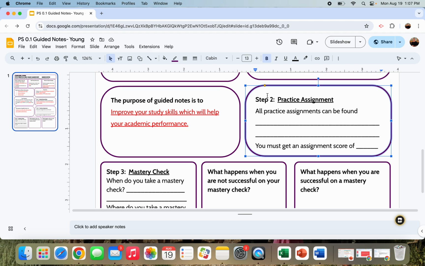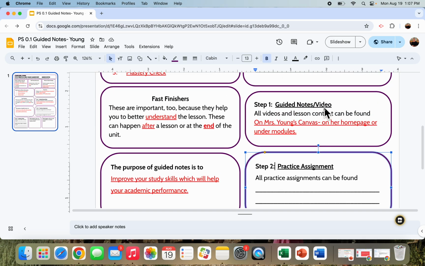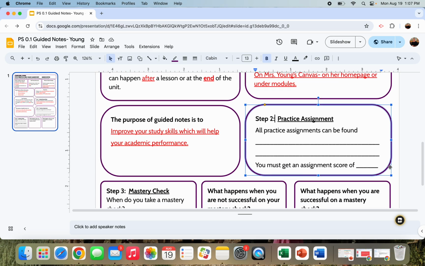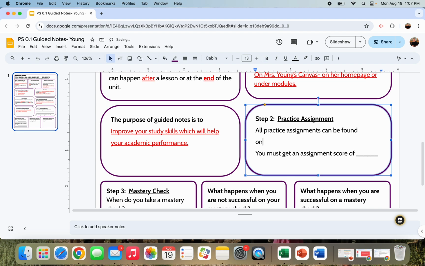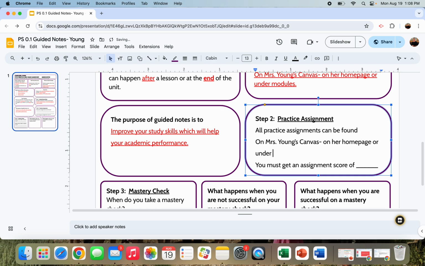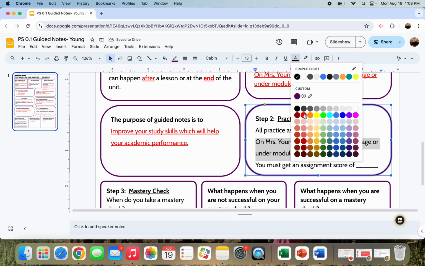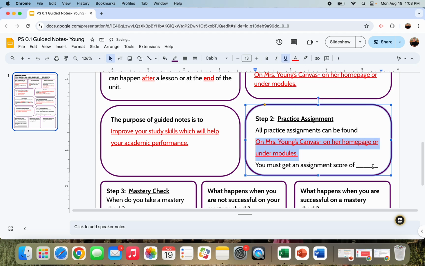Okay, moving on to step 2. So after you do your guided notes in the video, you begin your practice problems. And these can also be found on Canvas. I will sometimes print a paper for you to do as well, but they'll always be on Mrs. Young's Canvas, again on her homepage or under modules, just like everything. Everything can be found on Canvas. If you are ever absent, please go on Canvas and see what you missed, and you can do all of the things you need to.